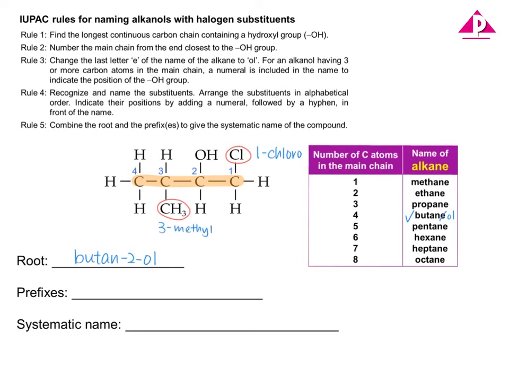We have to consider the alphabetical order of the first letter of the substituent names to decide which prefix comes first. As chloro comes before methyl, the prefixes are 1-chloro, 3-methyl. Finally, combine the prefixes and the root to give the systematic name. So the systematic name of this compound is 1-chloro-3-methylbutan-2-ol.